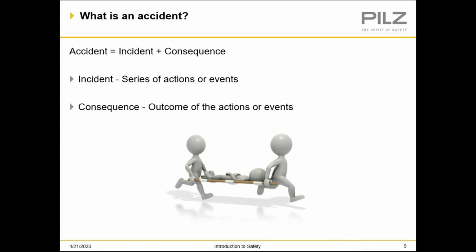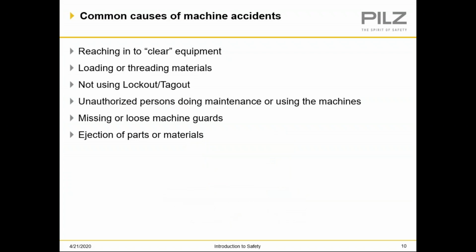What is an accident? An accident is an incident plus a consequence. An incident is a series of actions or events, and the consequence is the outcome of the actions or events, which is typically an injury, a lost time injury, or maybe not lost time.